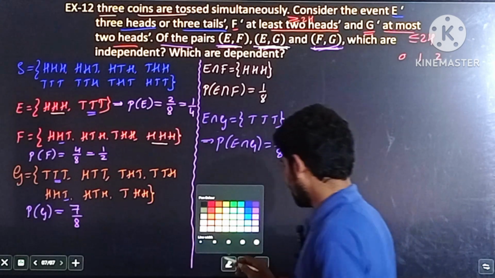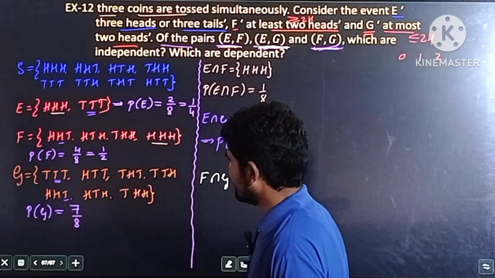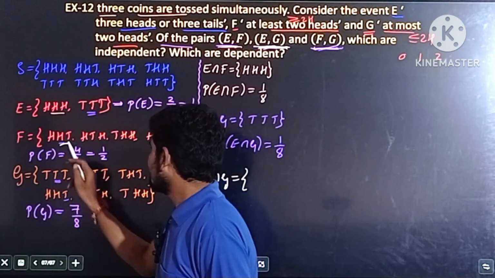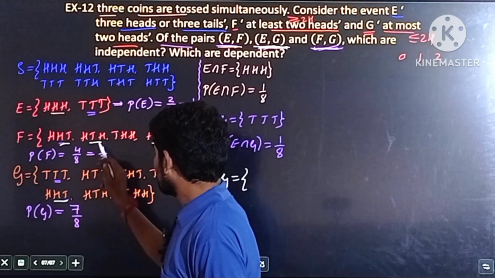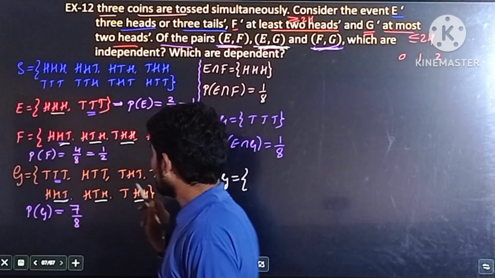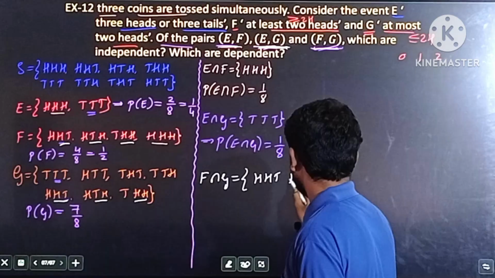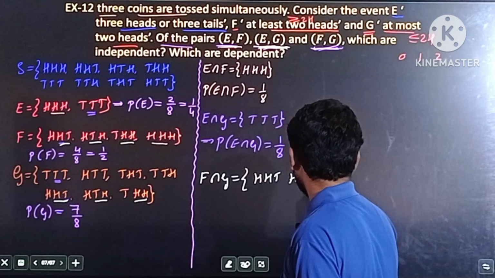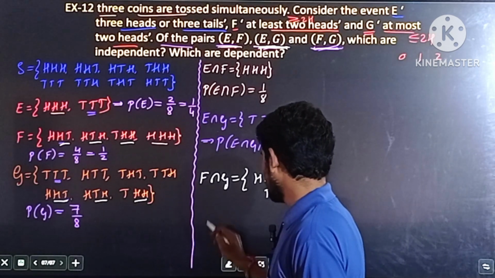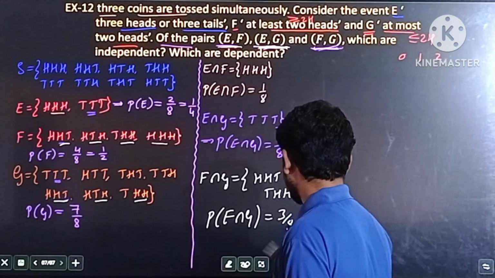Now what we need is F intersection G. So common outcomes in F and G. The only common outcomes in F and G are HHT, HTH, and THH. So these are the only three outcomes common in F and G. Therefore, probability of F intersection G is equal to 3 by 8.